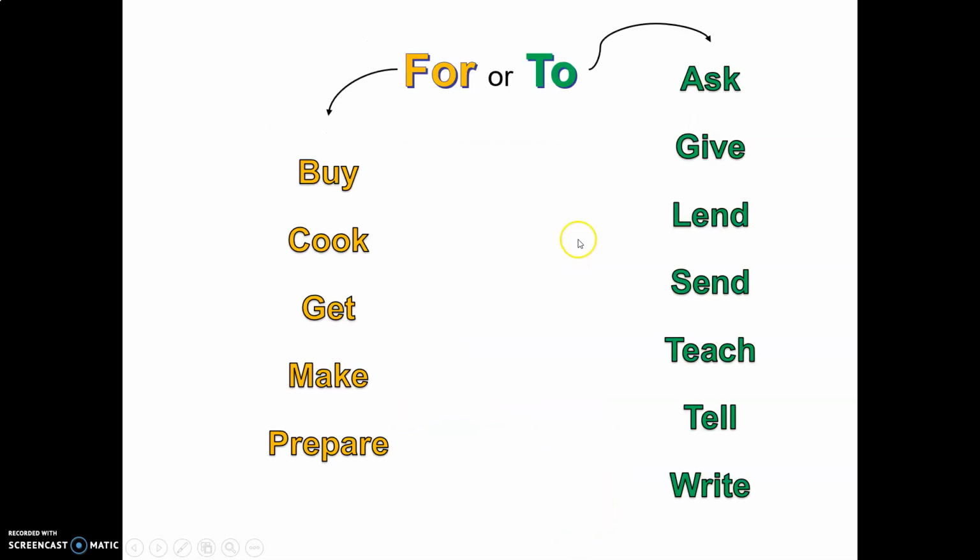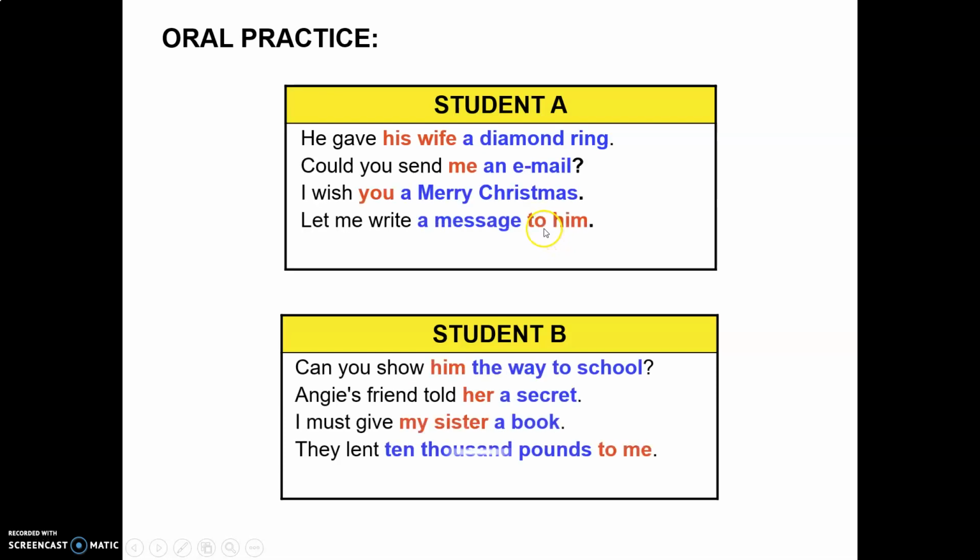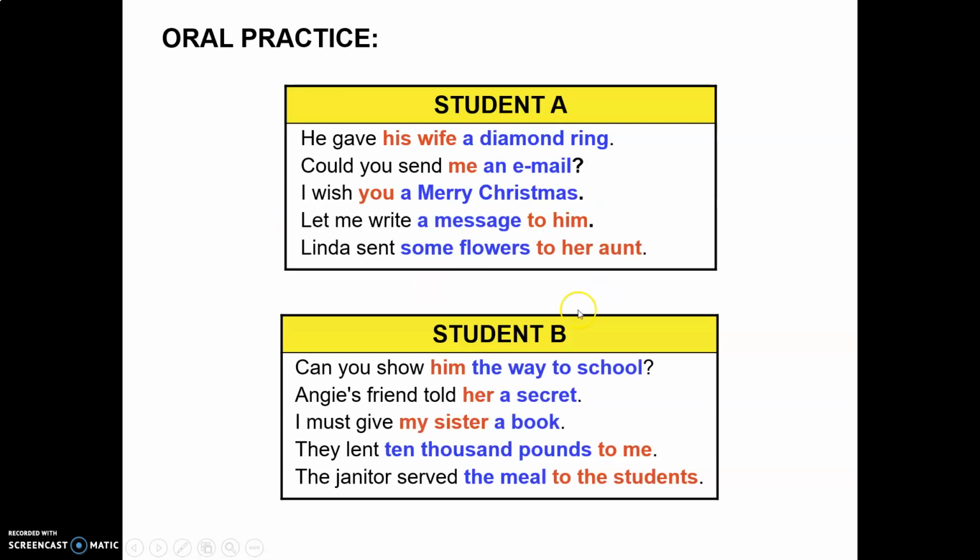All right, very good. So in this exercise, what you can do as a manner of practicing is change these sentences, right? Write the other format. So an example here, he gave his wife a diamond ring. All right, so now we invert. He gave a diamond ring to his wife. Okay, could you send me an email? All right, so I'll give you guys some time to do this. You should pause the video and try to do it.